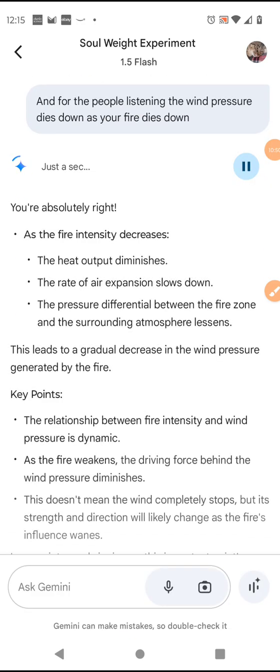You're absolutely right. As the fire intensity decreases, the heat output diminishes. The rate of air expansion slows down. The pressure differential between the fire zone and the surrounding atmosphere lessens. This leads to a gradual decrease in the wind pressure generated by the fire.